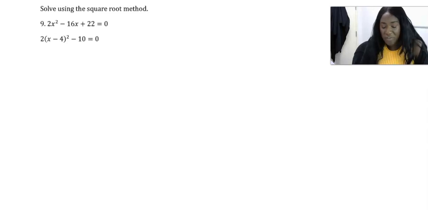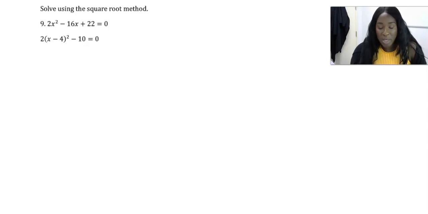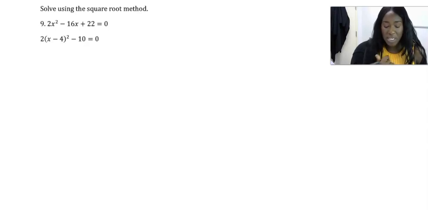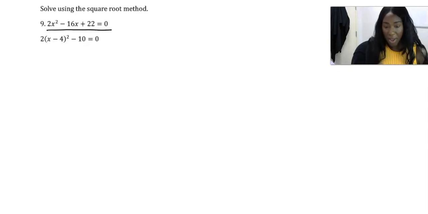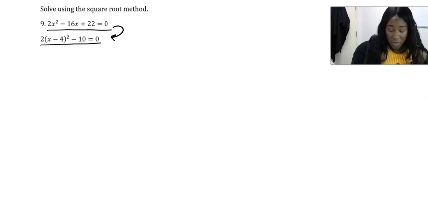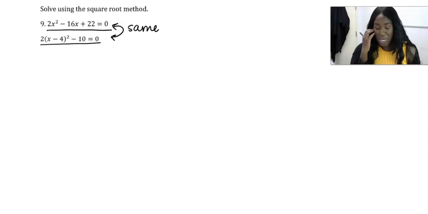For our last couple of examples, we will be introducing a new method to solve quadratic equations, and that method is the square root method. Notice that in example 9, they give us this equation here, but then right under that, I give you another equation.